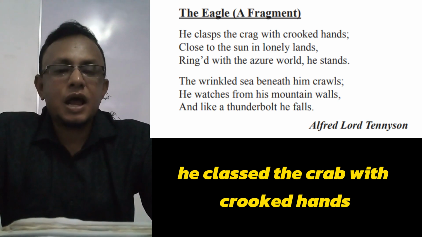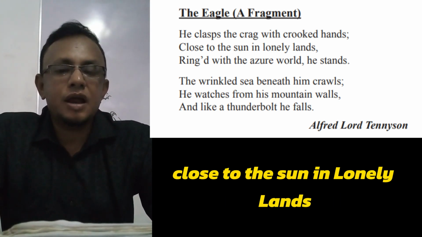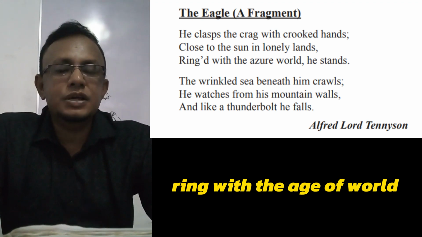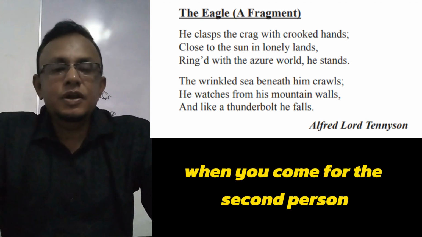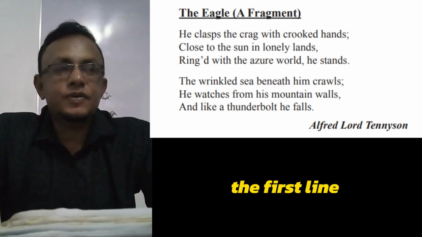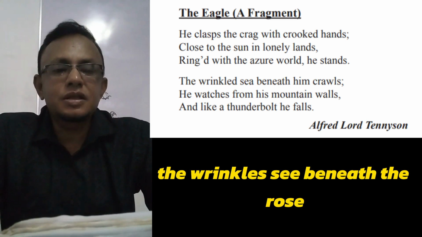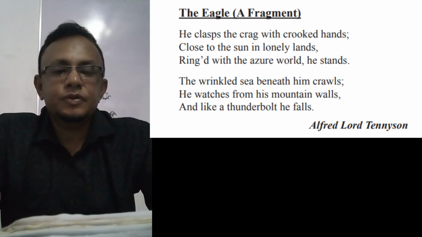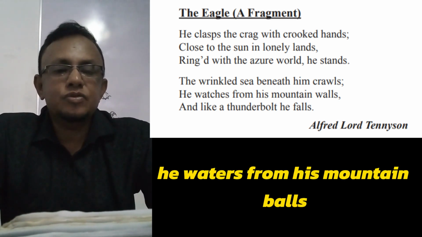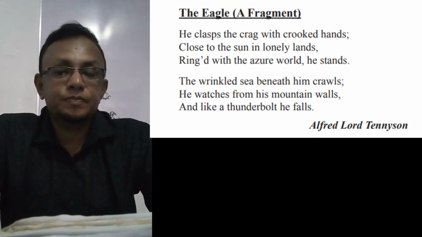He clasped the crag with crooked hands, close to the sun in lonely lands, ringed with the azure world he stands. When you come to the second stanza, the first line: the wrinkled sea beneath him crawls. He watches from his mountain walls, and like a thunderbolt he falls.